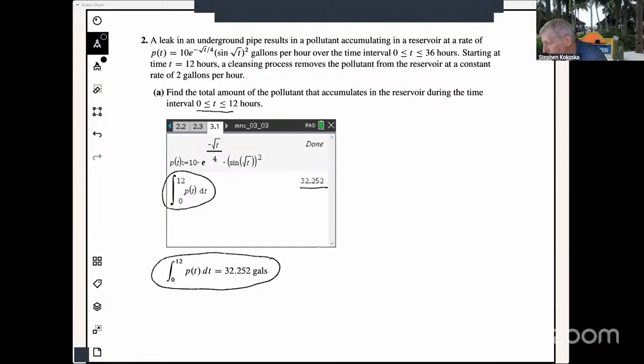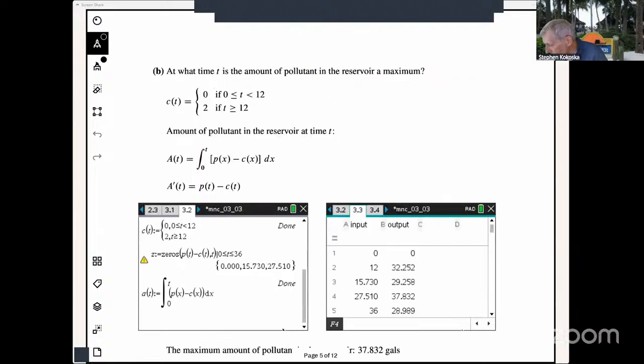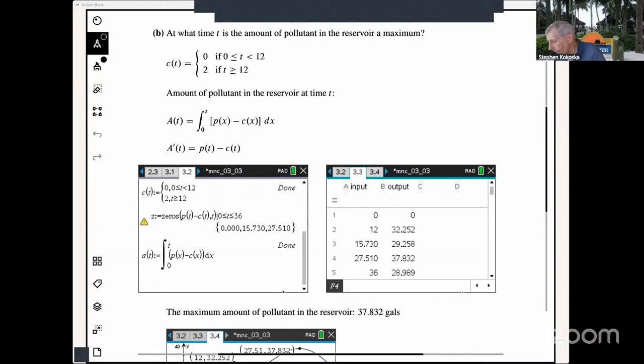So, okay, here we are. We have this pollutant coming in, but son of a gun, the cleansing agent starts taking this pollutant out at T equals 12 hours. There are many different ways to look at this. Here's a way to do it, and you might consider with your class tomorrow morning another way to do this. I've defined a function C, which is piecewise defined. It is a rate function.